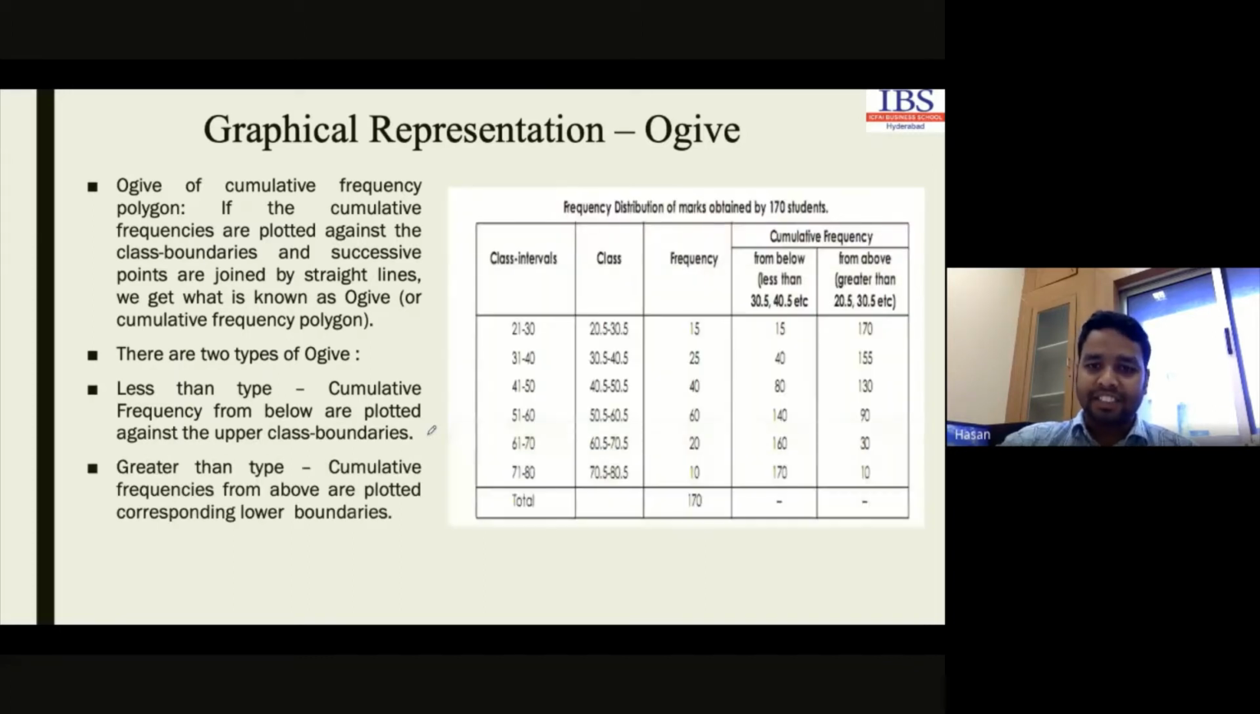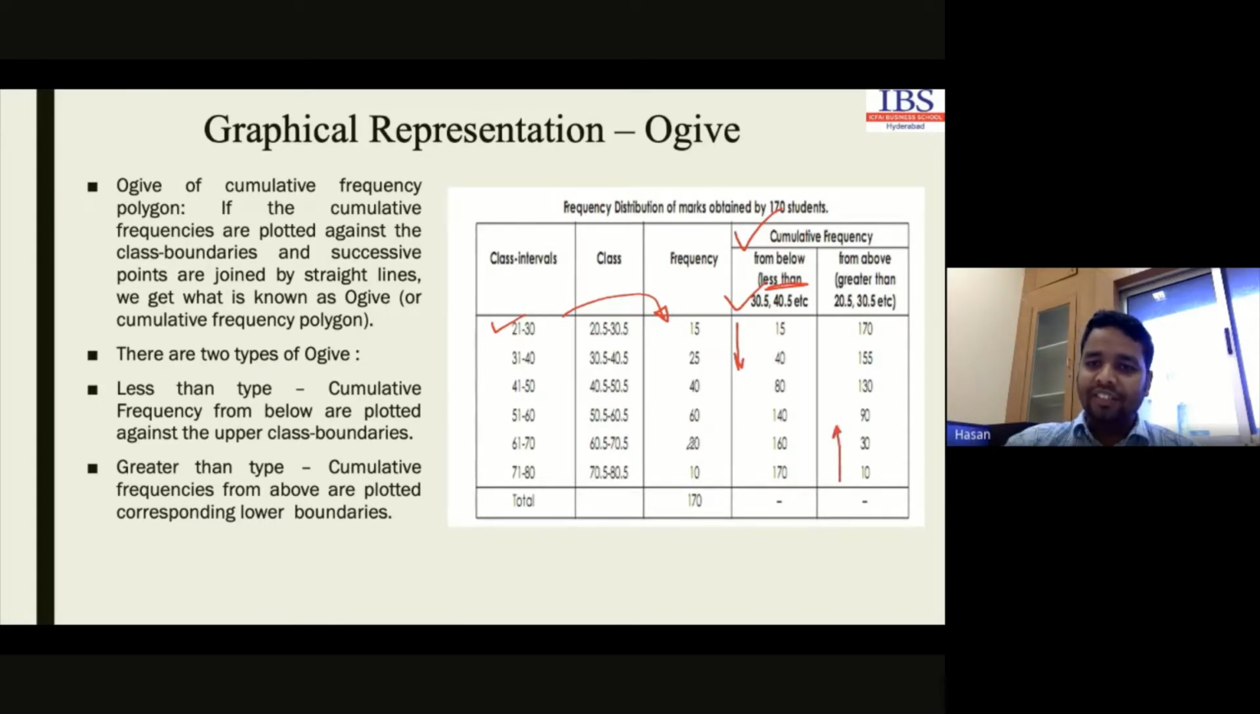Look at this data here. This is our class interval. There are 6 different classes in this particular data set, and there is the corresponding frequency. From this we can easily calculate the cumulative frequency. In the very first one, we calculate the less than type cumulative frequency, which starts in the forward way. The next one is greater than type cumulative frequency, in the reverse way.